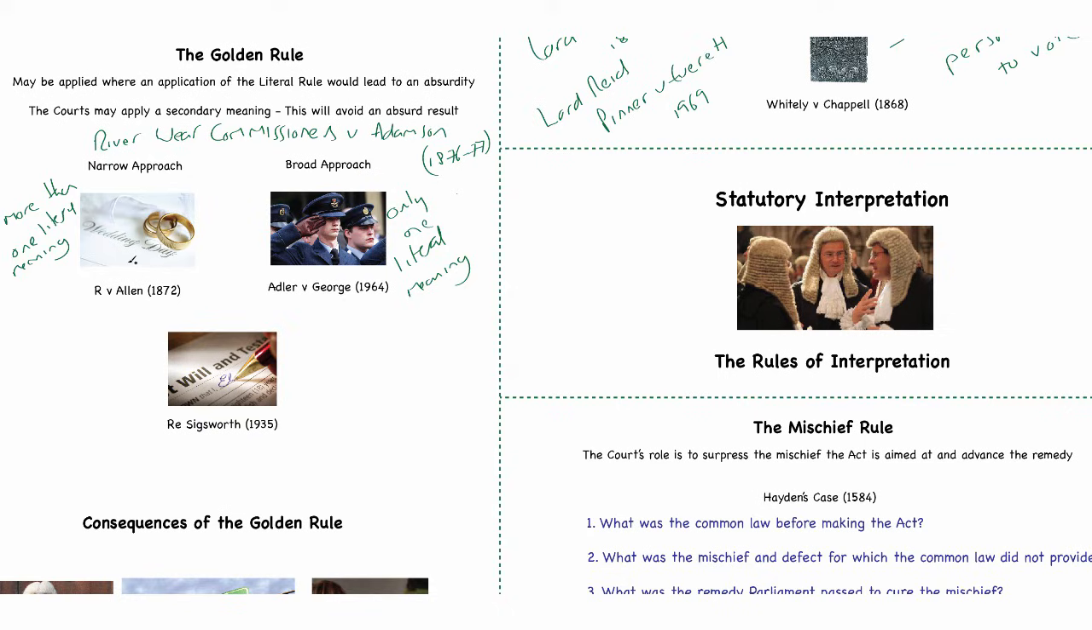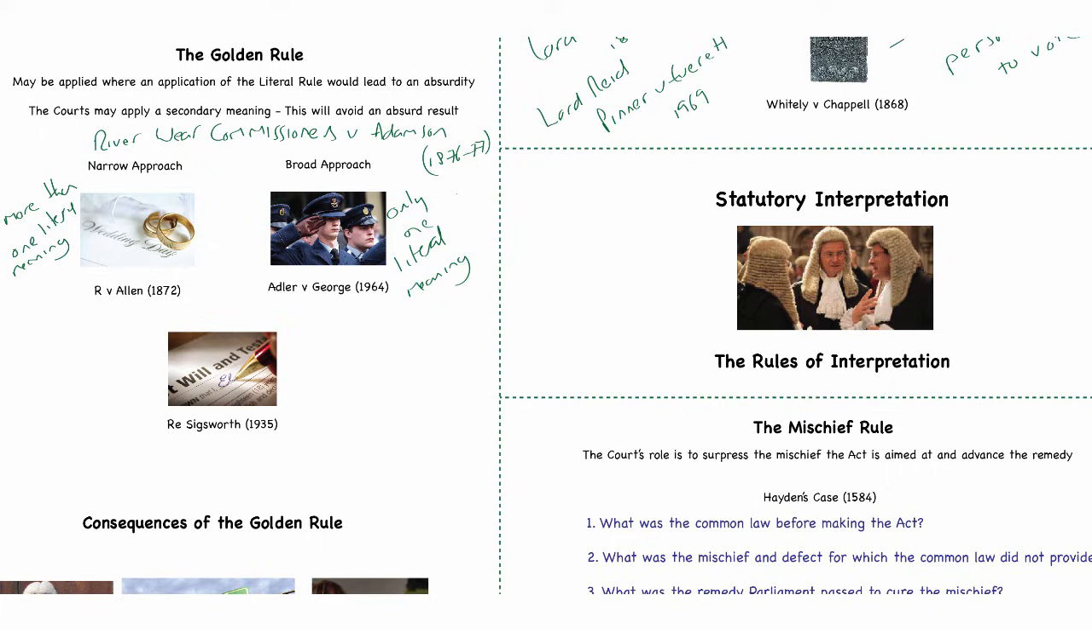Therefore, it didn't matter whether or not you were married, i.e. you had a wife or a husband. What mattered in this sense is that marry had its other meaning about going through a marriage ceremony. And Allen's conviction was upheld.